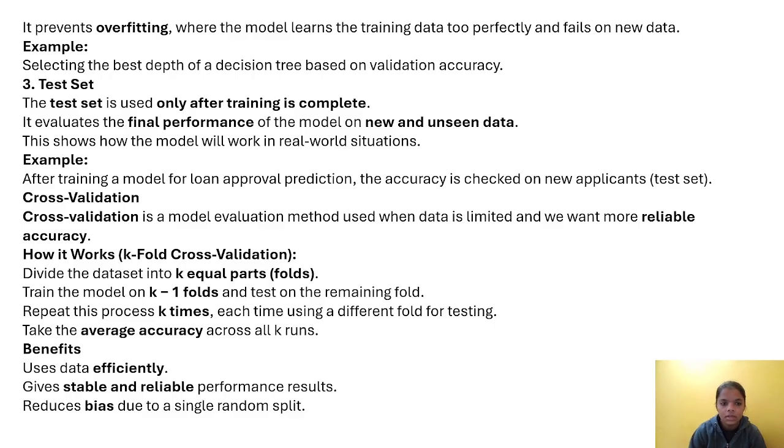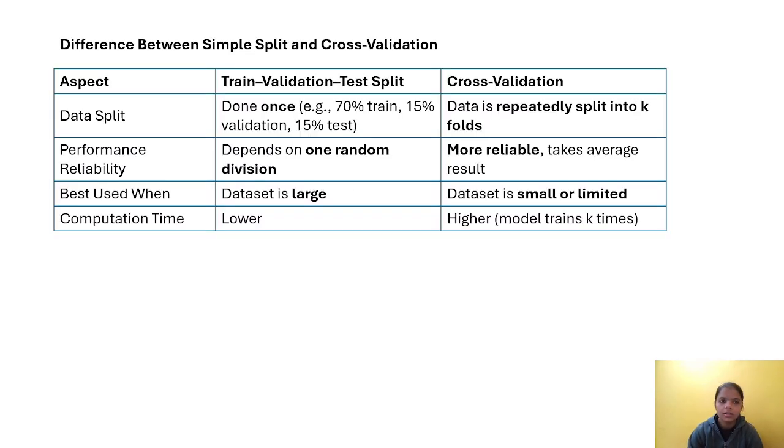The benefits of using k folds are: uses data efficiently, gives stable and reliable performance results, reduces bias due to a single random split. The difference between simple split and cross validation: for the train validation test split, for example, our data has 70% covered for training, 15% for validation, and 15% for test. In cross validation, data is repeatedly split into k folds.